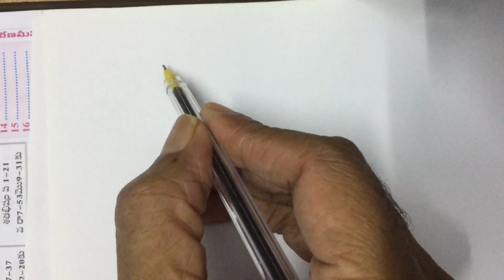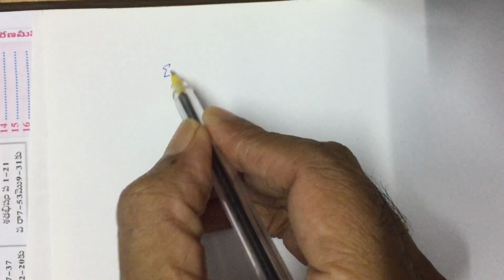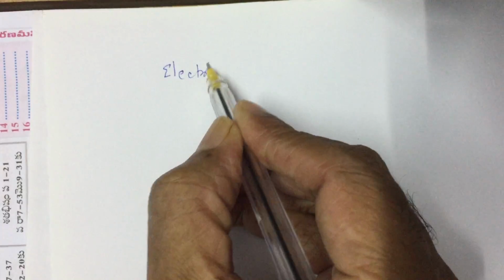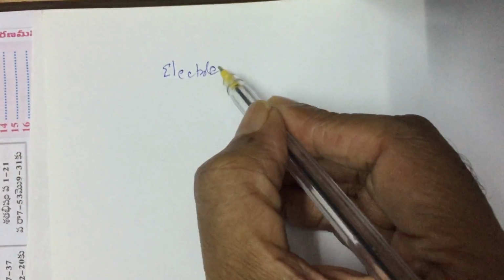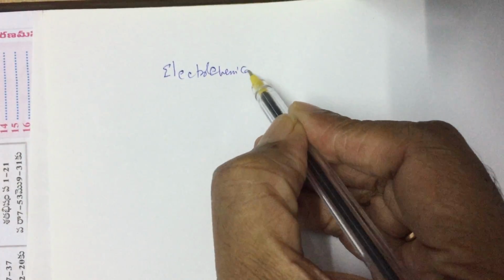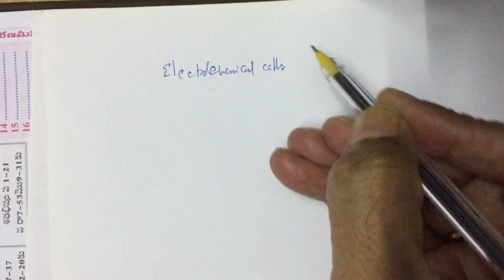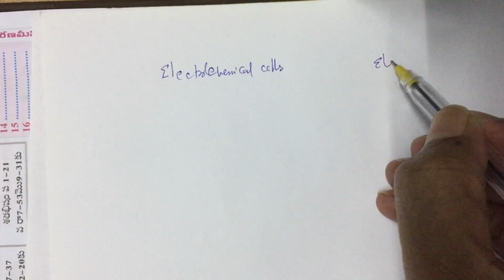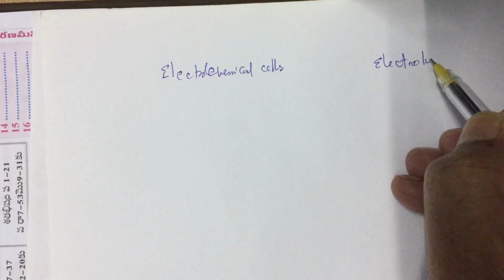In electrochemistry, we come across two types of cells. The first variety is called electrochemical cells, and the second variety is electrolytic cells.